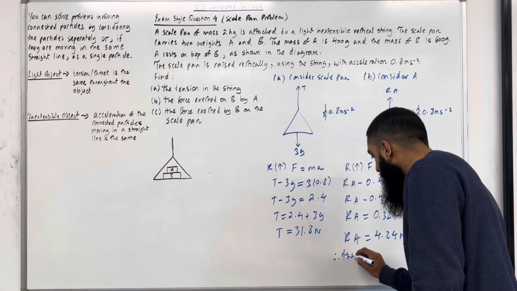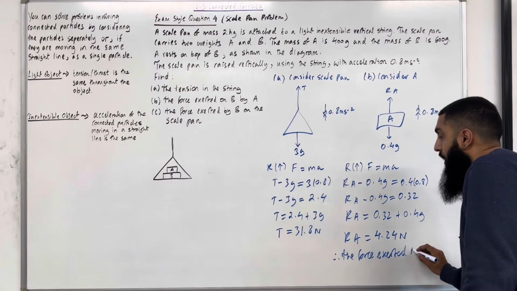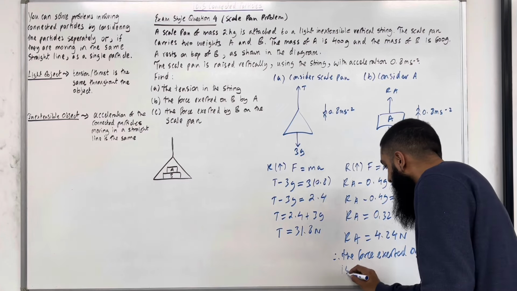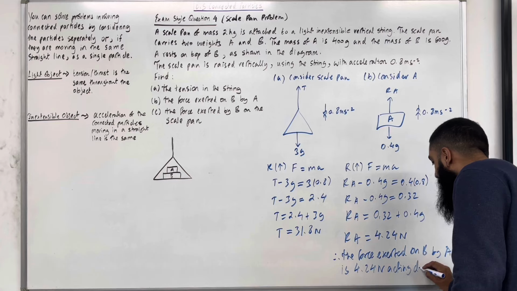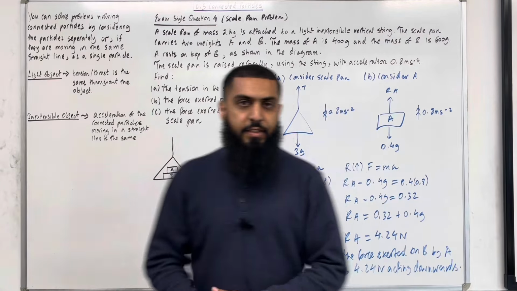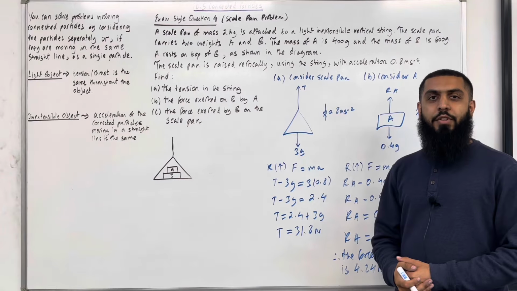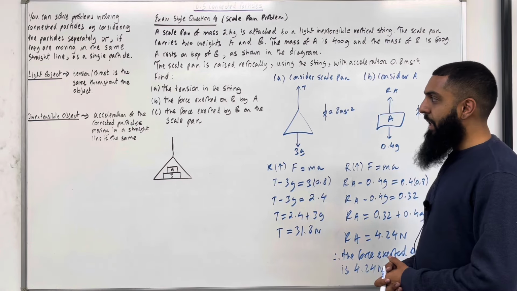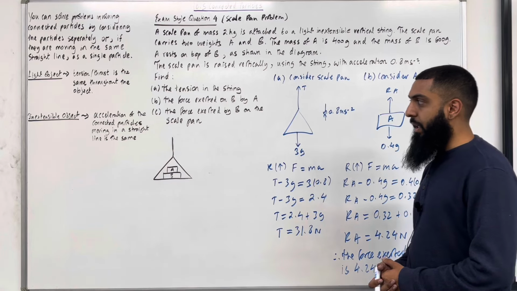Therefore, the force exerted on B by A is 4.24 newtons acting downwards. And that there, ladies and gents, completes part B of exam style question 4. Moving on to part C of exam style question 4. Find the force exerted by B on the scale pan. So it says by B. In part C, we have to consider B.